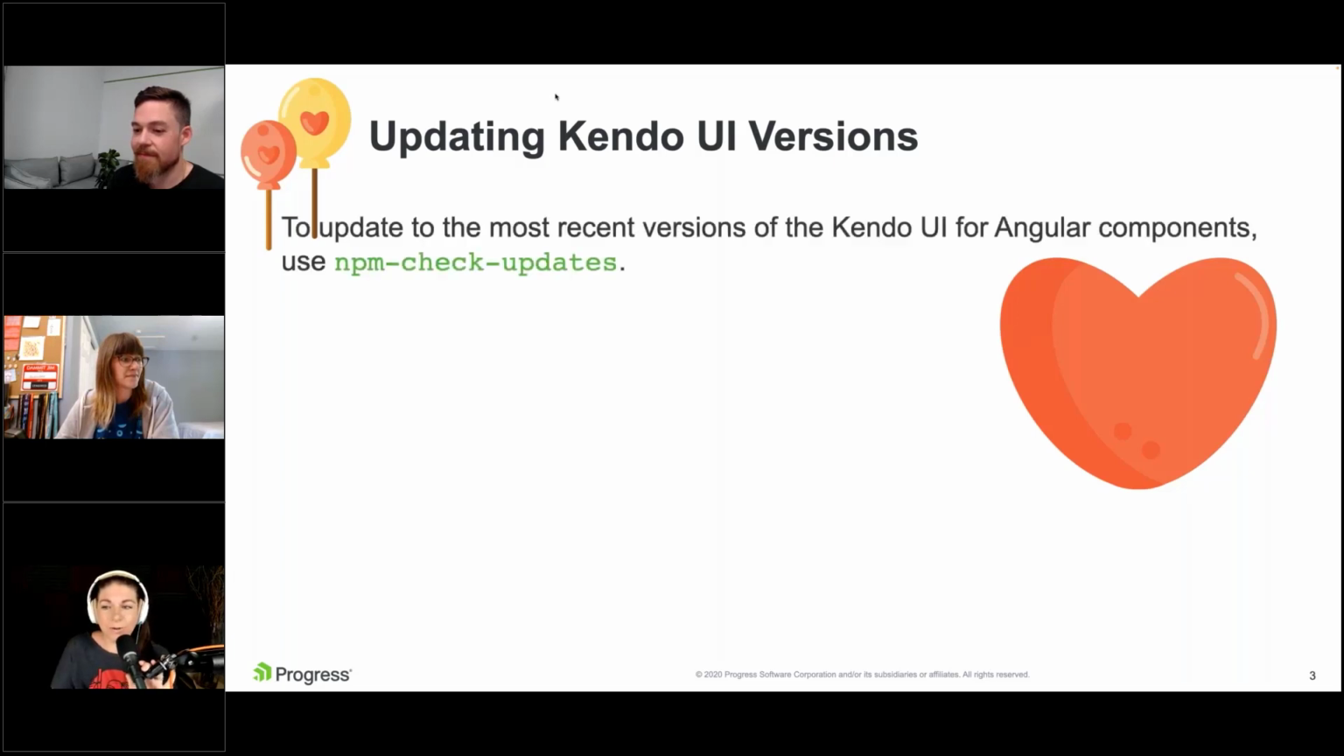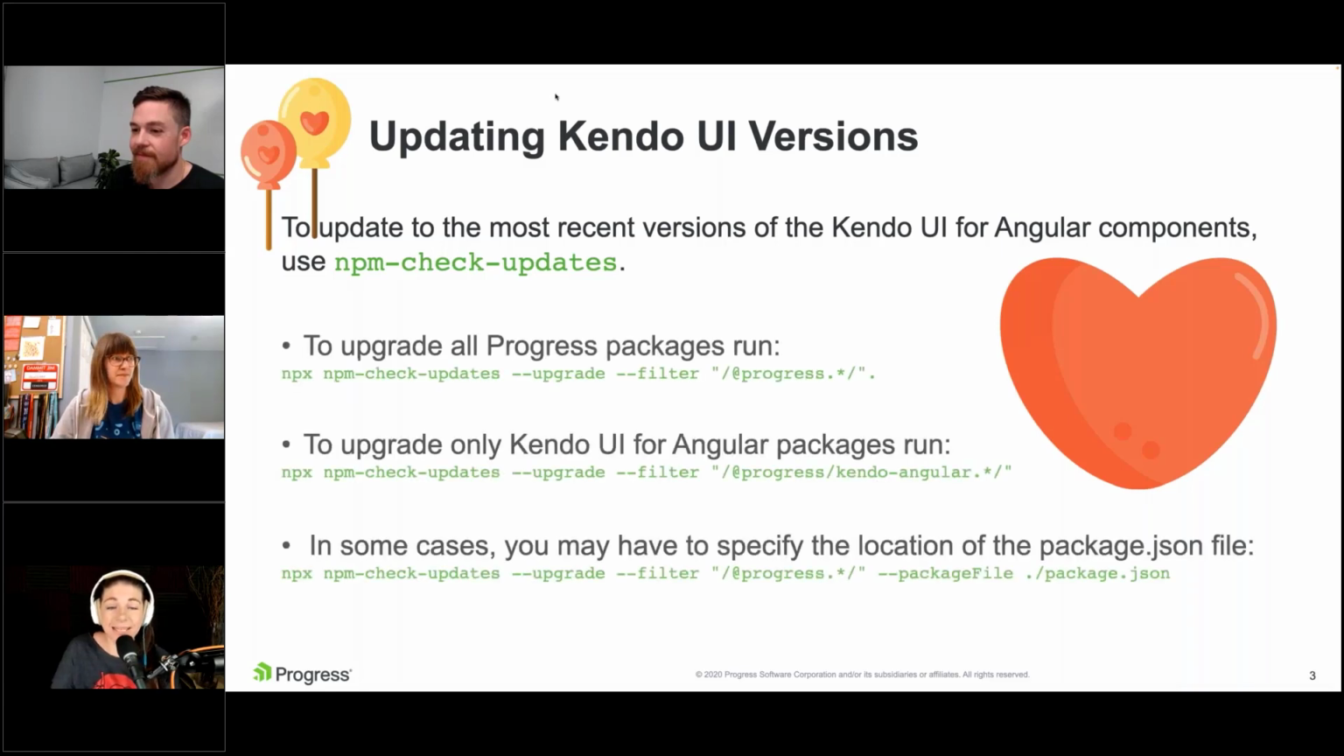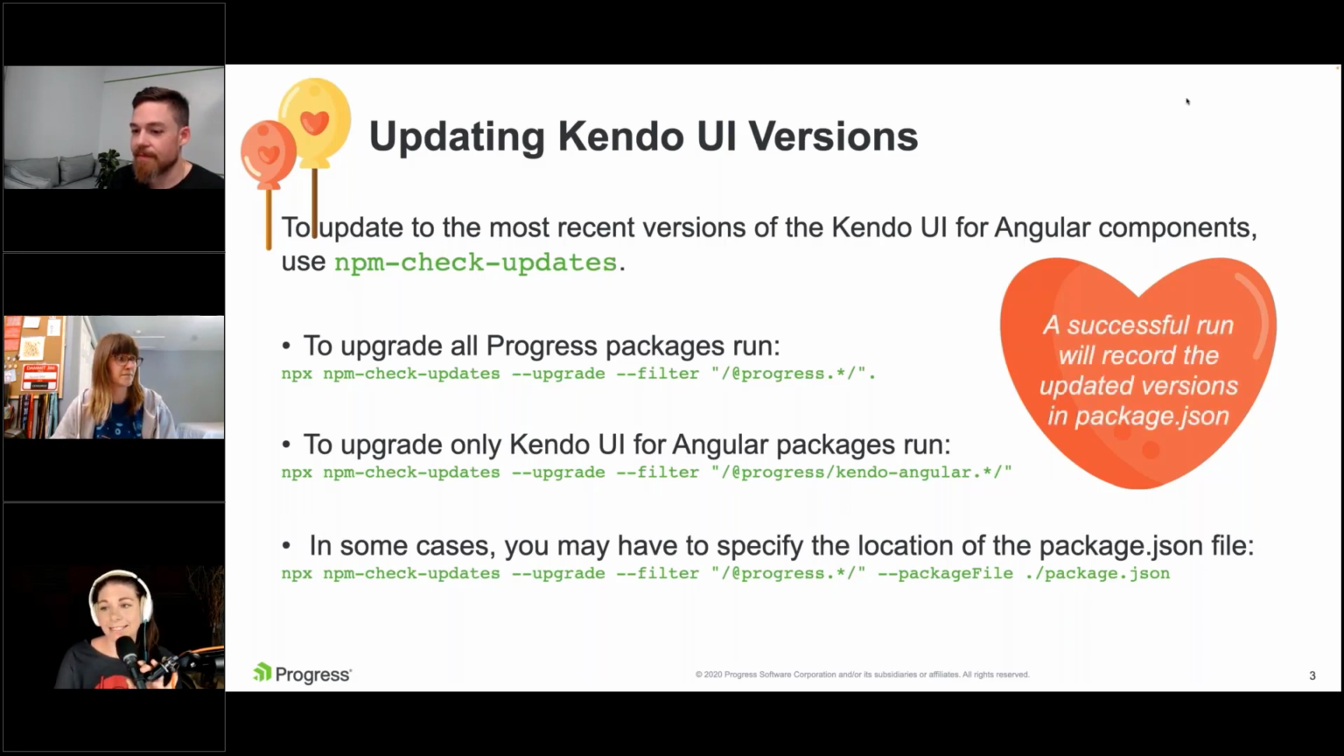And I wanted to give you a little bit of, you might want to screenshot this to go ahead and get those latest updates so you can play around with them and start implementing them. But to upgrade all of your packages, you can run this npx npm check updates command for @progress, or you can do them specifically for Kendo UI for Angular. And if it is successful, you should see the changes in your package JSON and package lock. So hopefully that's helpful.